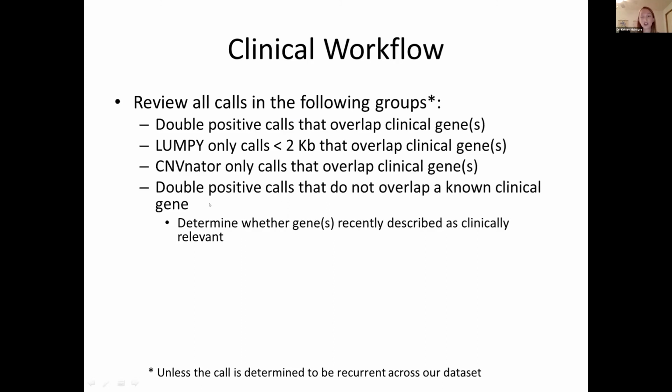Double positive calls that do not overlap a clinical gene, this was our way of interrogating some novel genes. We're not going to be able to look at every potential novel gene call. However, we figured that the double positive calls really tend to be true. And so there would be a lot of bang for our buck there to look at those and go into the literature and say, could this maybe be a new clinical gene? Is there any recent paper that has been reported for those?